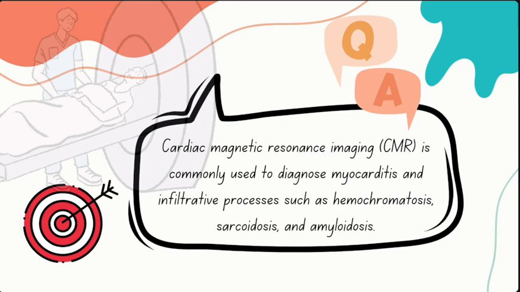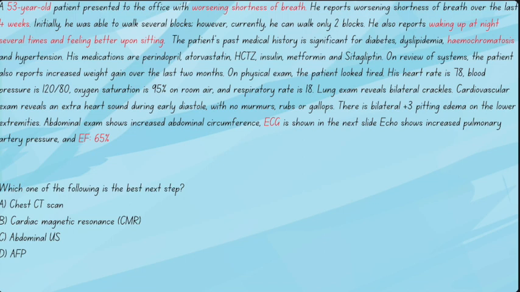Cardiac magnetic resonance is a commonly used test to diagnose myocarditis and infiltrative processes such as hemochromatosis, sarcoidosis, and amyloidosis. Okay, so let's go back to the question a bit. Let's look at this question. We have a 53-year-old patient. If we're thinking about heart failure, this patient is pretty young to have heart failure, so now we have to think about secondary causes.